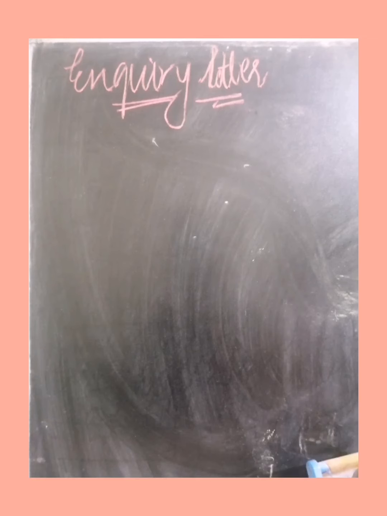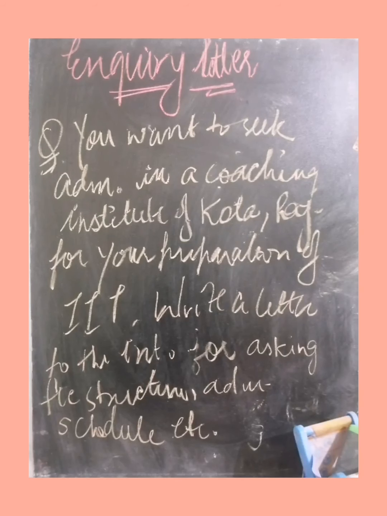Now the next type of letter is the inquiry letter. If you have to get some information about anything, like if it is any institute, you can acquire related information like the fee structure or whatever. So this is another type of letter. So let's see. Now the question is like, you want to seek admission in a coaching institute of Kota, that is in Rajasthan, for your preparation of IIT. Now you have to write a letter to the institution asking for the fee structure, admission schedule, etc. So you can ask anything, but these things, that is fee structure and admission schedule, should be included, right?